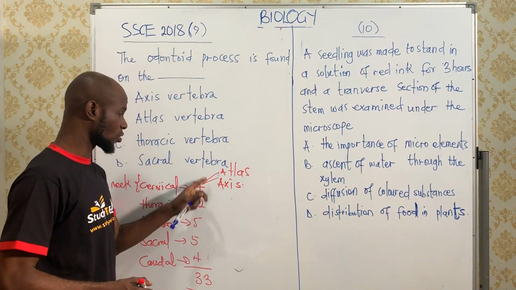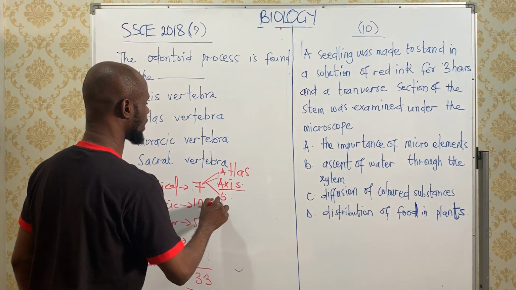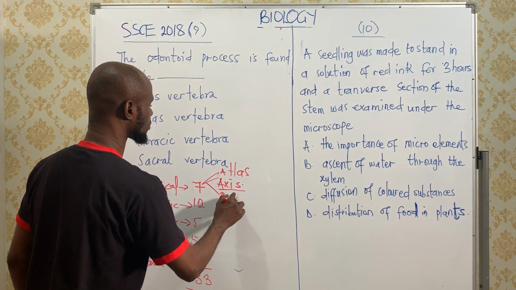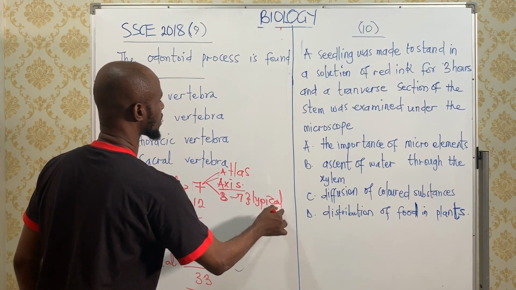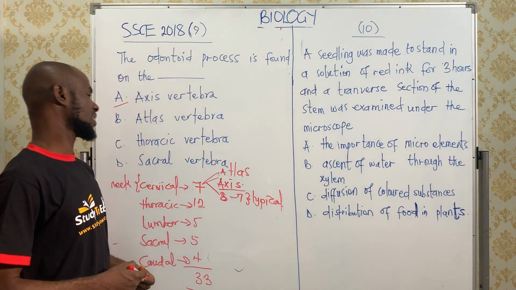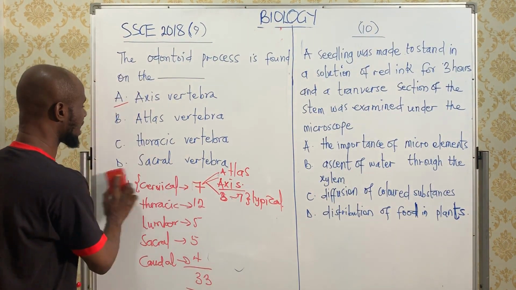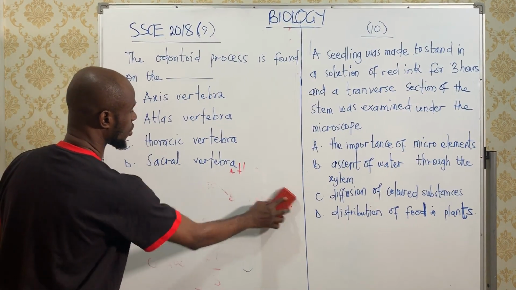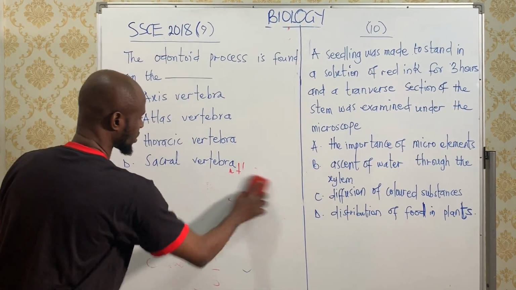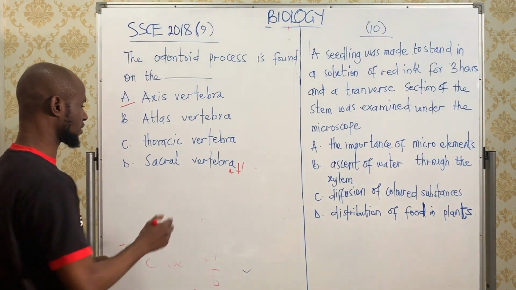So the first one is called the atlas. Then the next one is called the axis. Then number 3 to 7 are called the typical cervical. So the first one is called the atlas, the next one is called the axis. So let's draw the structure of the axis and locate the odontoid process, which is the answer to that particular question.